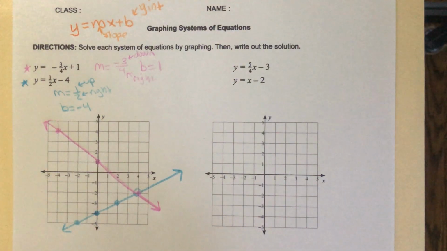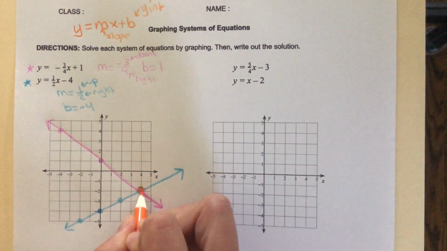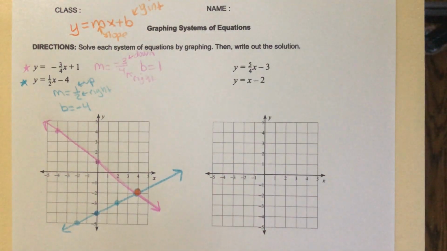And I'm going to notice something happens with these 2 lines. My pink and my blue line meet right here. That is the solution to this system of equations.